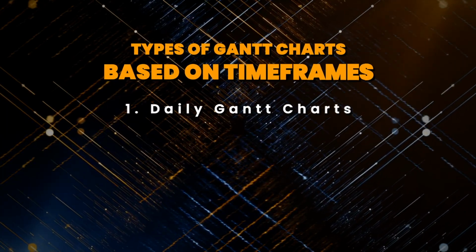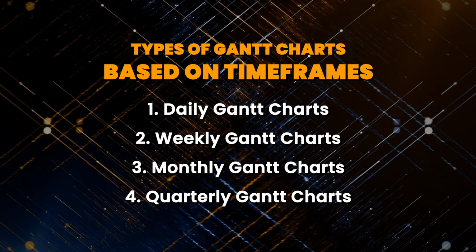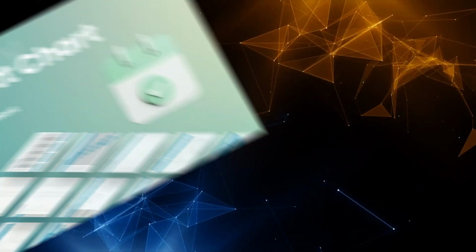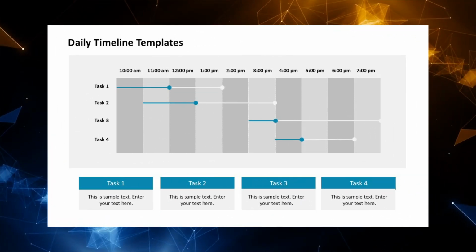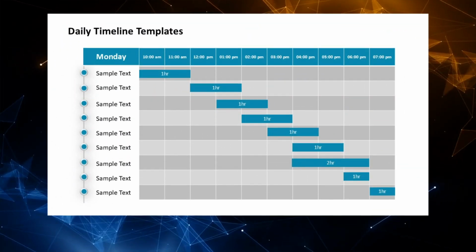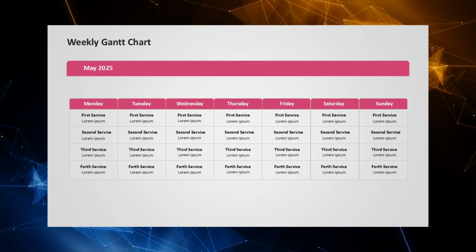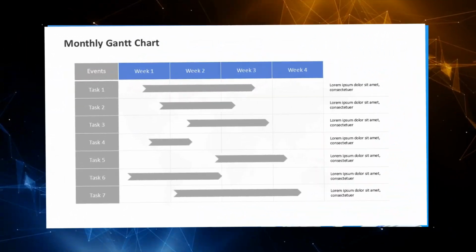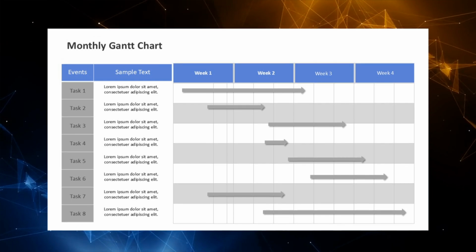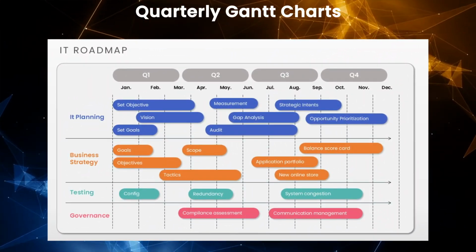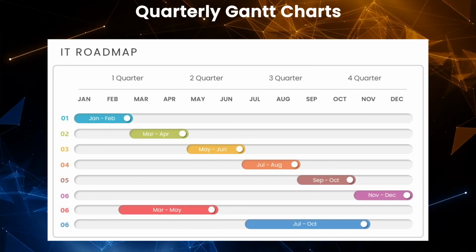First up, we have time frame-based Gantt charts, perfect for organizing tasks over specific periods. Daily Gantt charts, ideal for short-term planning and day-to-day tasks. Weekly Gantt charts, a great option for managing tasks over a week. Monthly Gantt charts, perfect for longer-term goals and planning. Quarterly Gantt charts, great for tracking progress over a quarter or showcasing a project roadmap.